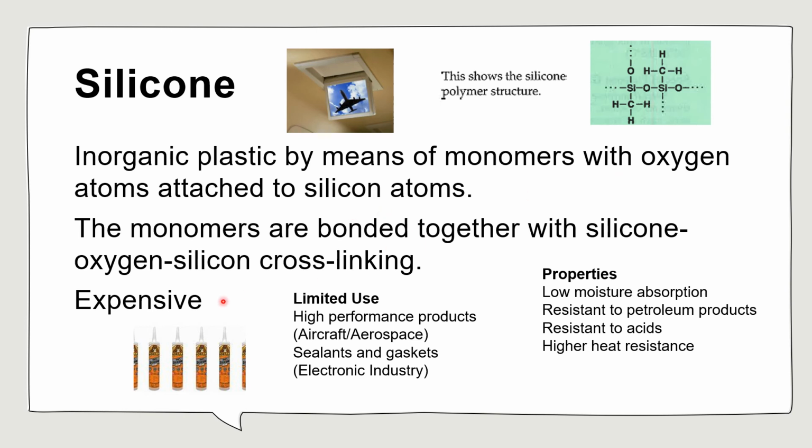But then they are expensive, right? They're very expensive. So we use them in aircraft and aerospace. You can see these, all these things making it pretty. You like it because it looks shining and looks new. So it's a high performance product. We make them into sealants, gaskets, for the electronic industry like that. They have low moisture absorption. That's why we use them in aircraft. They're resistant to petroleum products, resistant to acids, and have high heat resistance. So pretty good qualities they've got.